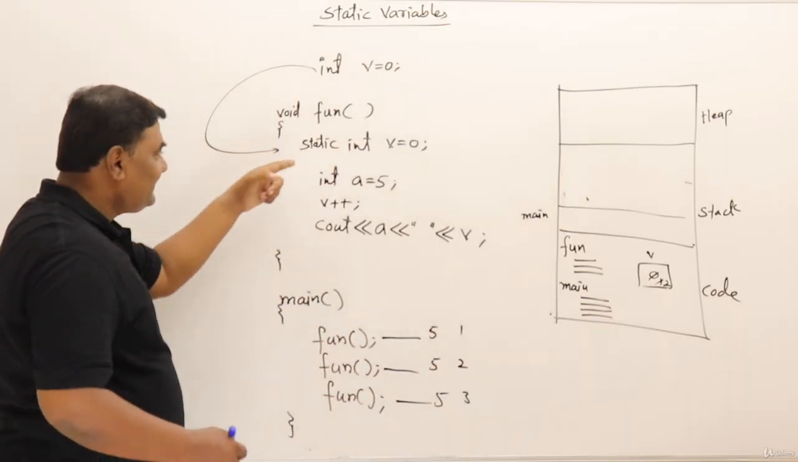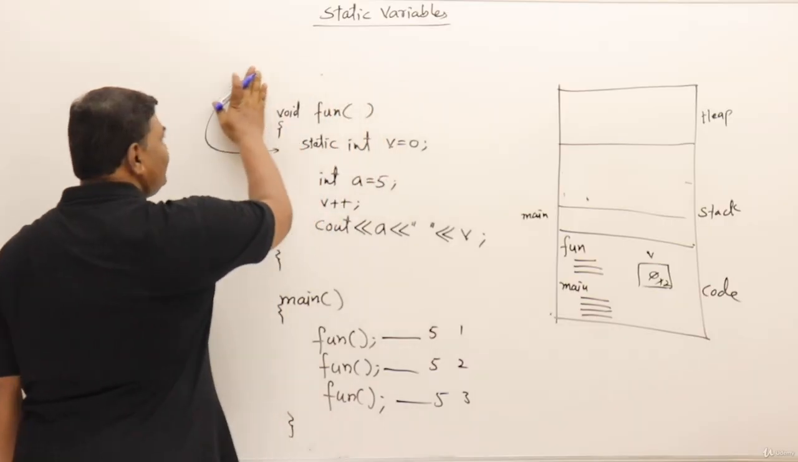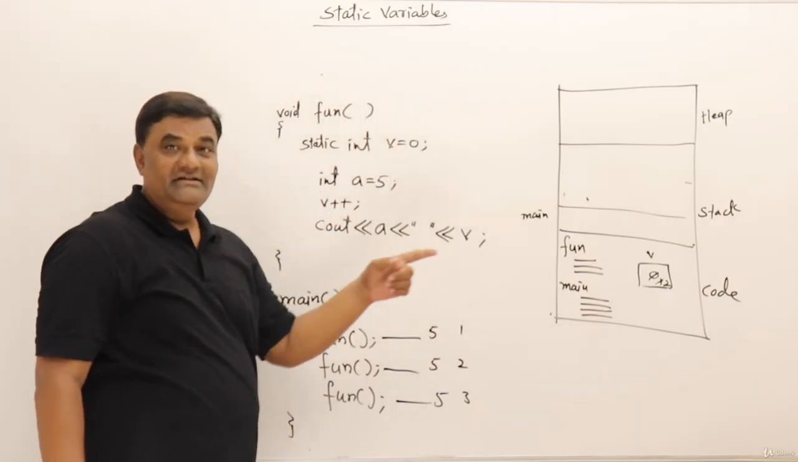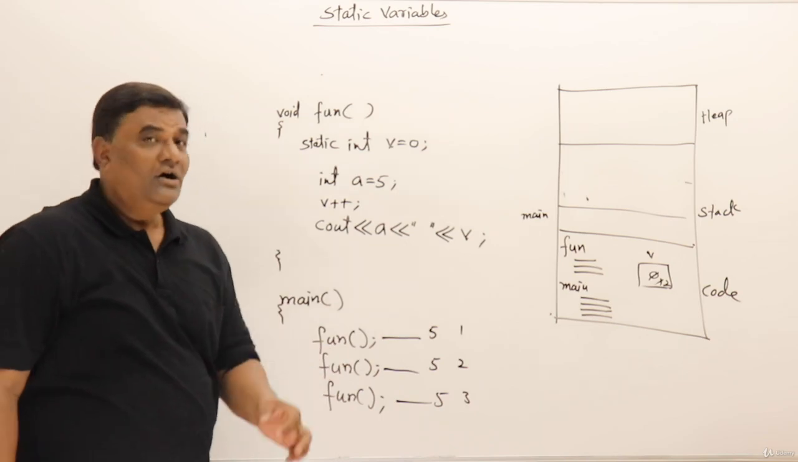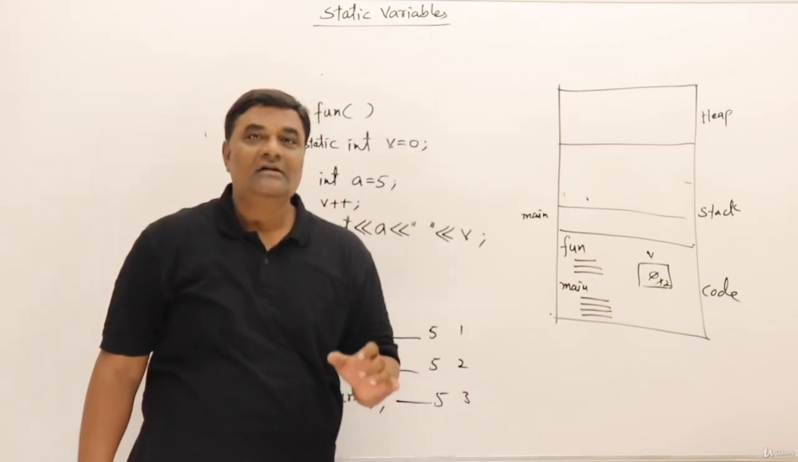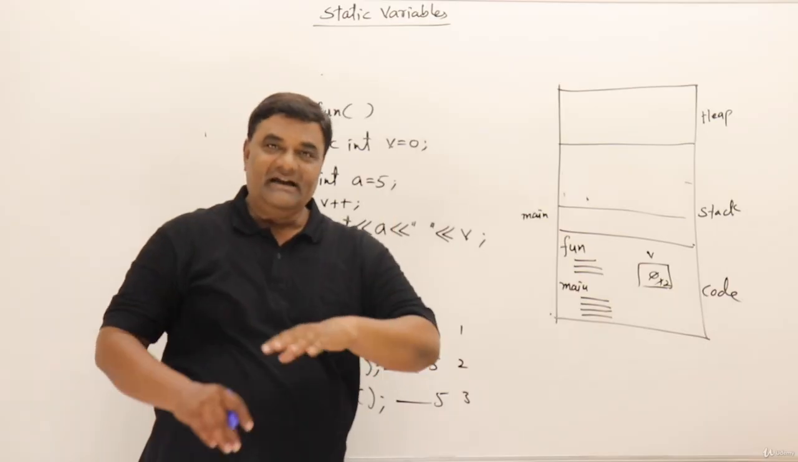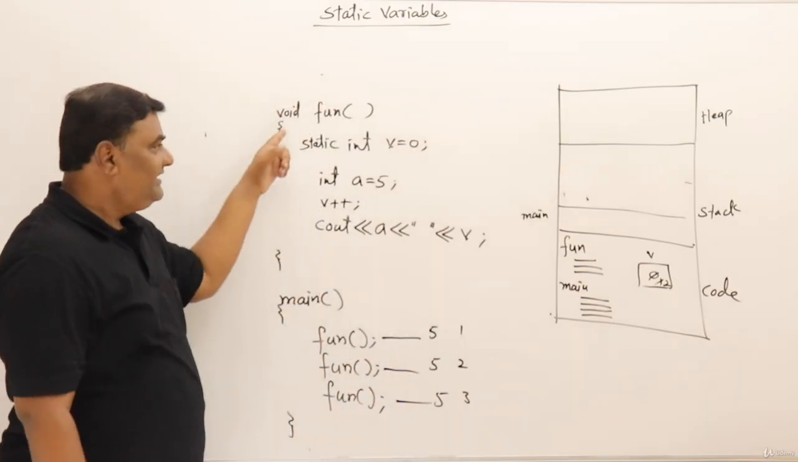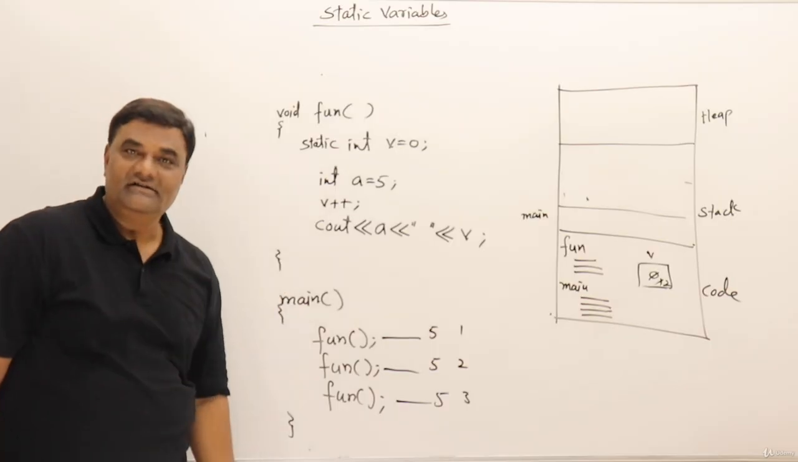So yes, static variables are the variables which remain always in the memory. They are just like a global variable. The only difference between global and static variable is that a global variable can be accessed in any function. Static variables are accessible only inside the function in which they are declared.